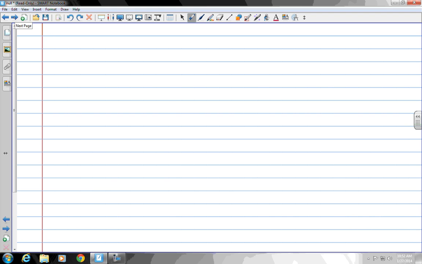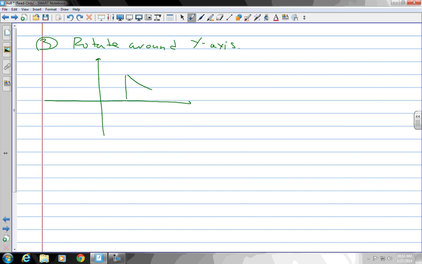All right, let's do the y-axis. So if we do the y-axis, so it will rotate this way.